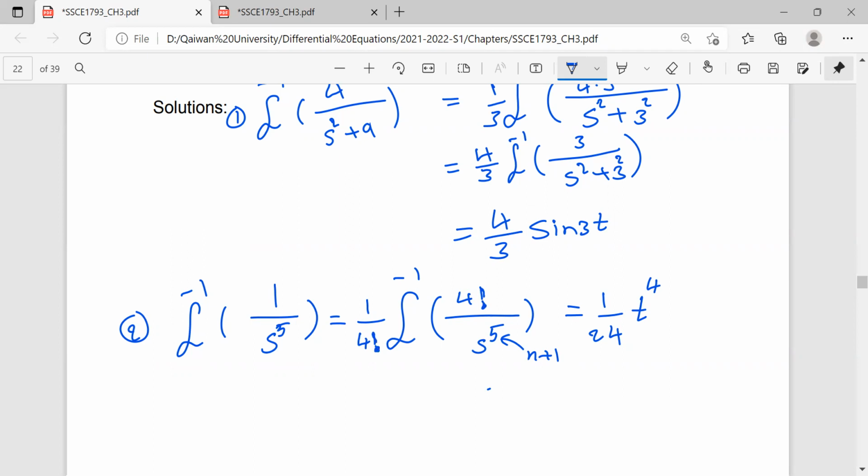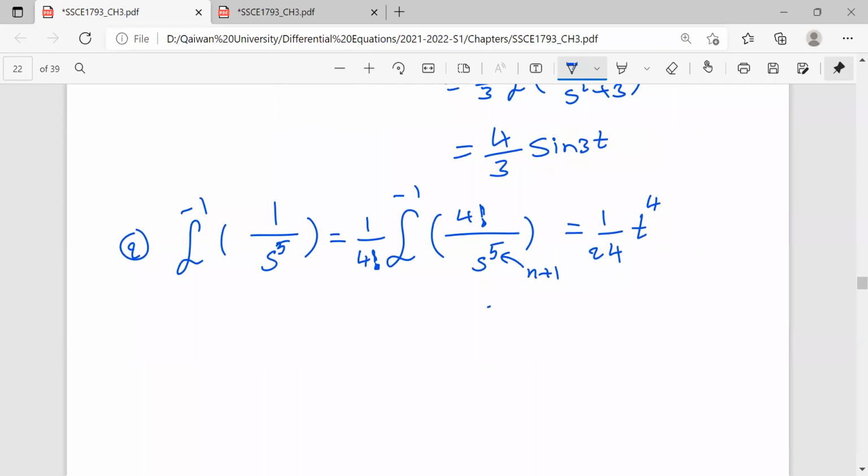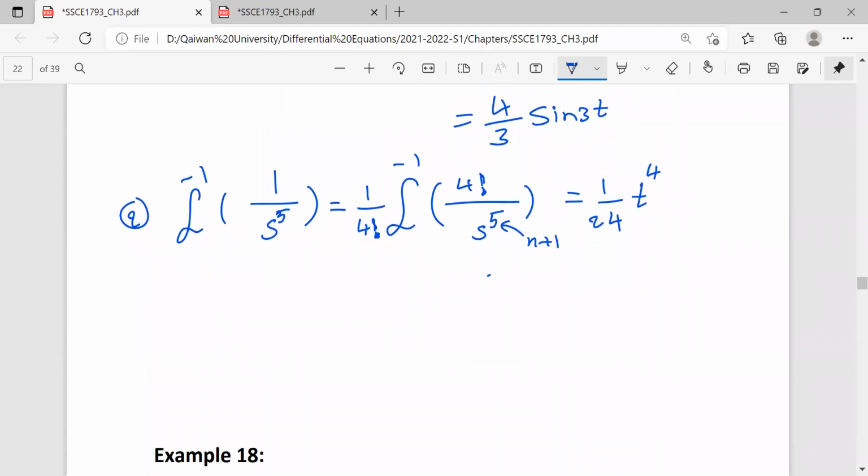Why do you need to multiply and divide by that number? Because the Laplace of t to the power n equals n factorial divided by s to the power n plus 1. In the denominator, you have s to the power 5. That means n is 4. So you must have n factorial above. Then we can take its Laplace inverse.